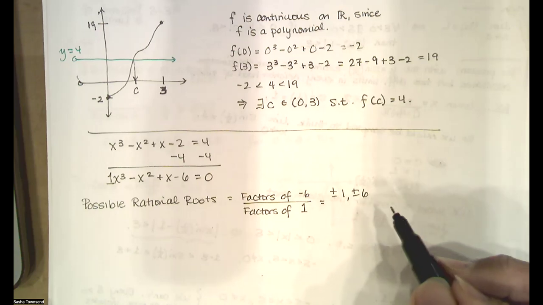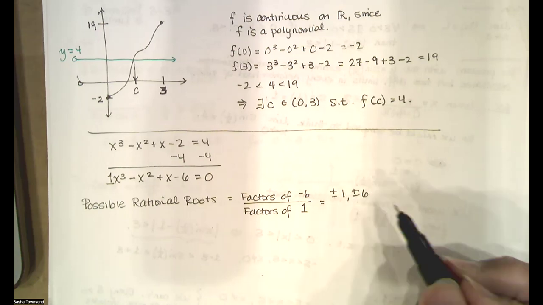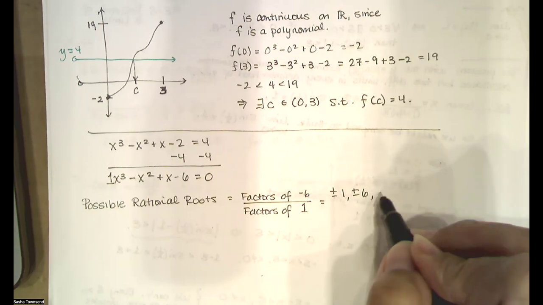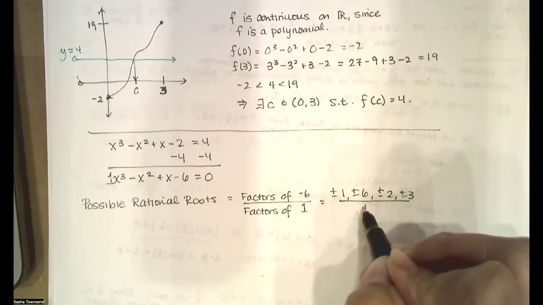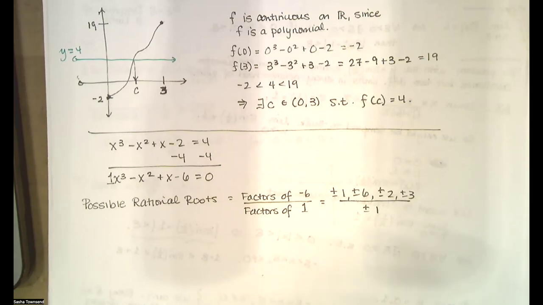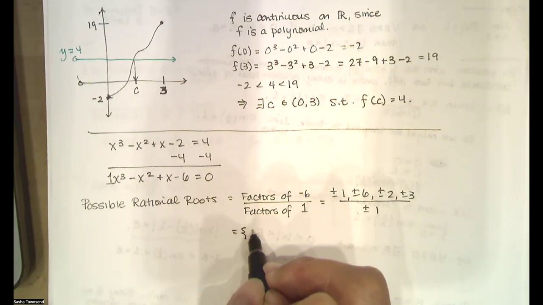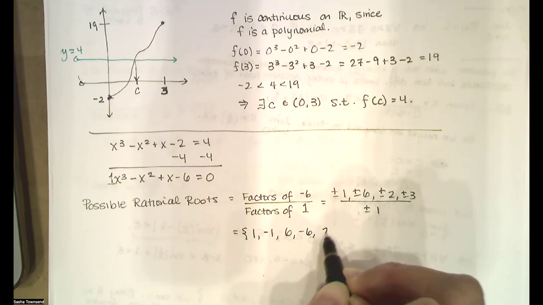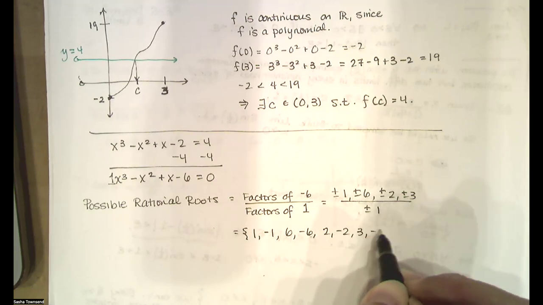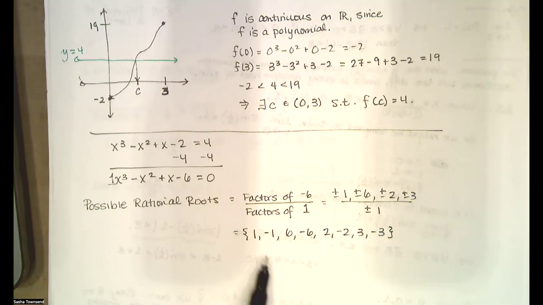1 times -6 is -6, -1 times +6 is 6. That's why we get the plus or minus there. Plus and minus 2 and plus and minus 3. And then you divide by plus and minus 1, which doesn't actually change anything. So the possible rational roots of this function are given on this list. And you just sort of guess.